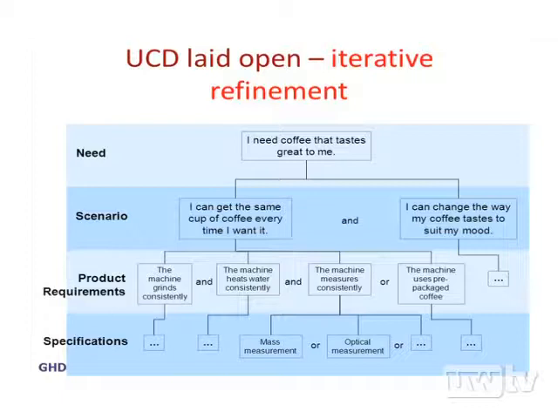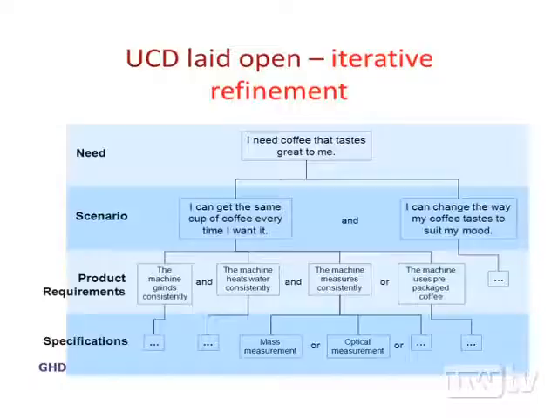So you can start imagining, if you're a product designer, the development path that you're going to take will start to diverge, right? There are two different product development pathways that you can take depending on which product requirements you decide to go after in order to fulfill that particular scenario for that particular need. For example, under that the machine measures consistently, if that's the product requirement, then some of the specifications you may have for that would be, in that case, it could either do a mass measurement or it can do optical measurement.